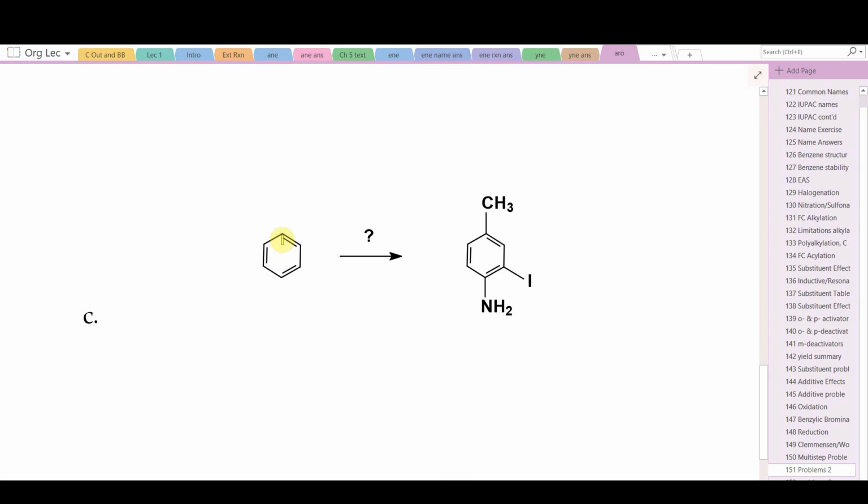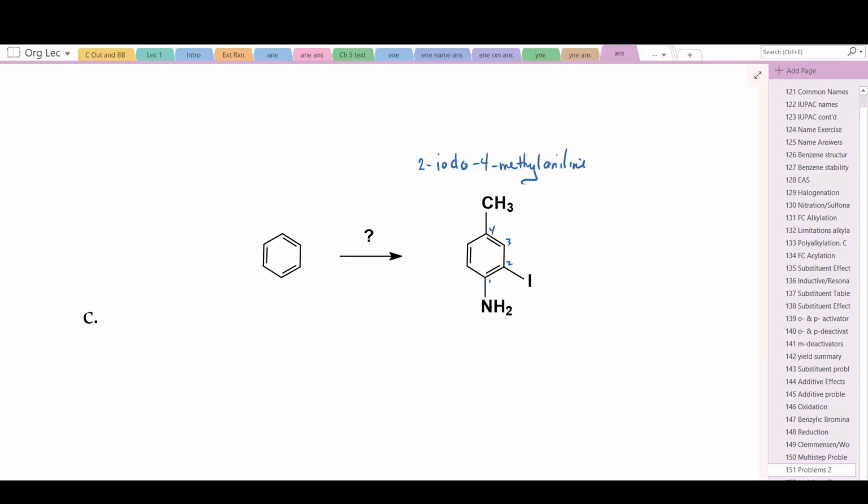The last question on this page asks us to convert benzene into this product, whose name would be. Well, I'd be inclined to call this aniline, and therefore this carbon is 1, 2, 3, 4. So I would name that 2-iodo-4-methylaniline. And there's other possible names for that as well, but let's focus on how we're going to do this.